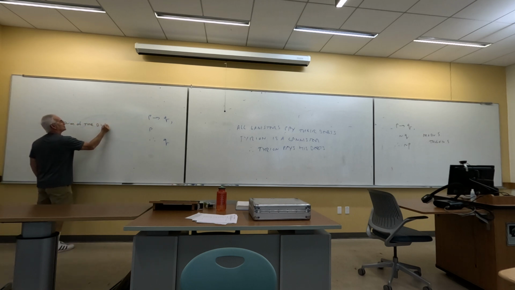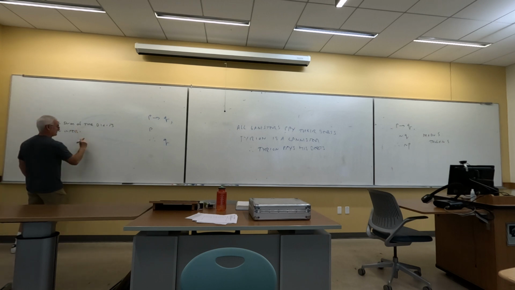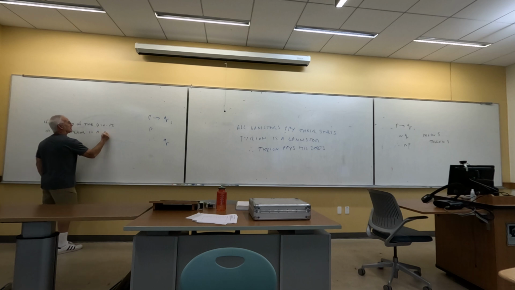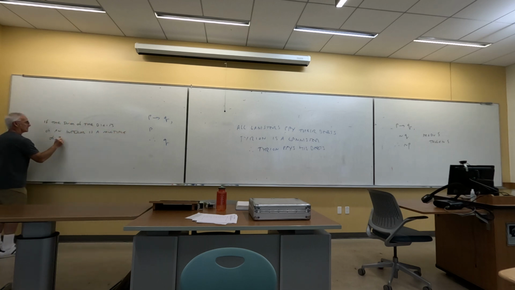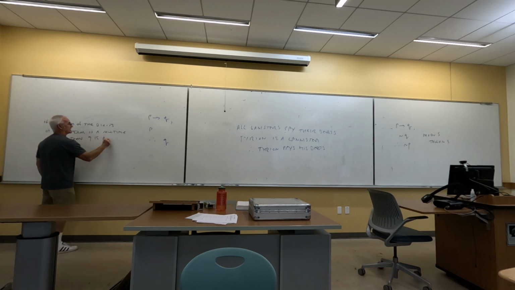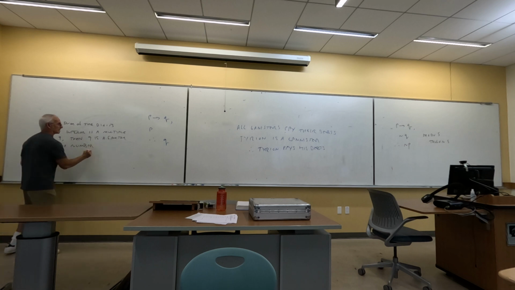Now, if the sum of the digits of an integer, spelled correctly, is a multiple of 9, then 9 is a factor or divisor of the number. Okay?